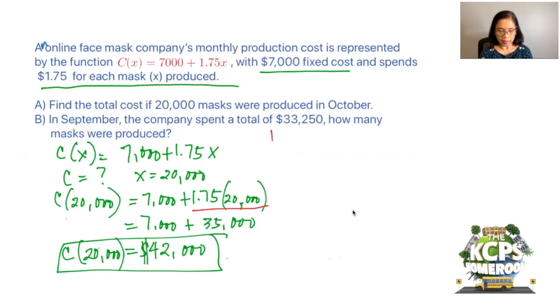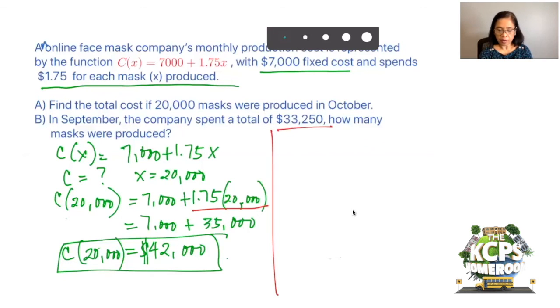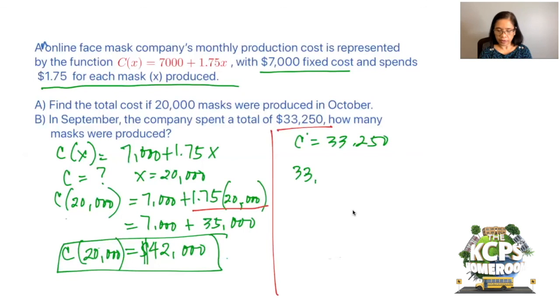In the second item, we're given that in September the company spent $33,250. How many masks were produced? So we are given that the cost C is 33,250. This means that we just equate the function. This is 7,000 plus 1.75x. Then we solve for x.